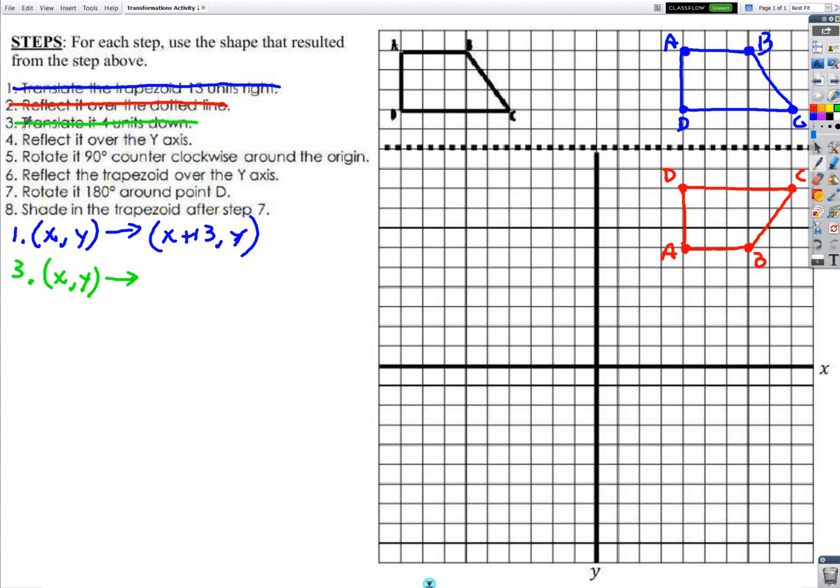That would be reflected in the line. At this point, you're going to rotate 90 degrees counterclockwise, which did you get? You know?